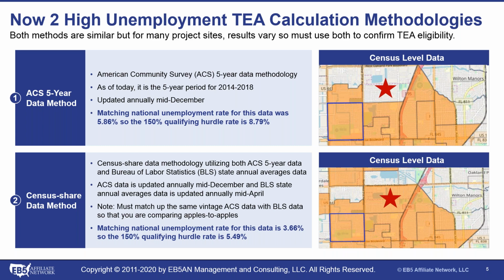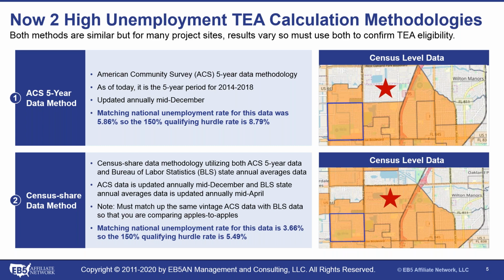So today, the 5-year period is 2014 to 2018. It's updated annually every December. And so currently using the ACS method, the qualifying hurdle rate is 8.79. So if you're using our map and you turn on the ACS layer, you need to be in a tract or surrounded by tracts that when combined have at least an 8.79% weighted average unemployment.